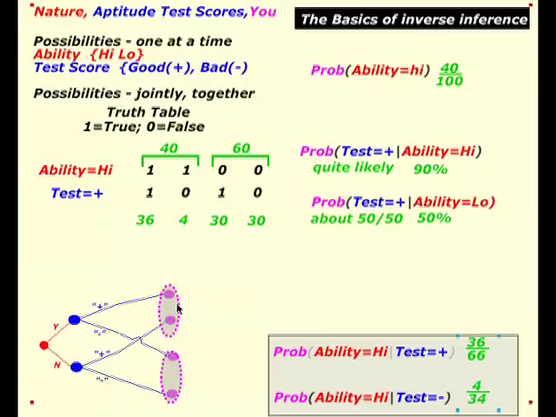Well, if you get to that point in the game tree, now you should believe that the chances have gone up, if they got a positive test result, to about 36 out of 66, about 58%, instead of 40%. And here, if you get to this position, a negative test result, what are the chances that they're of high ability? Well, it's pretty low, only about 10 or 11%.